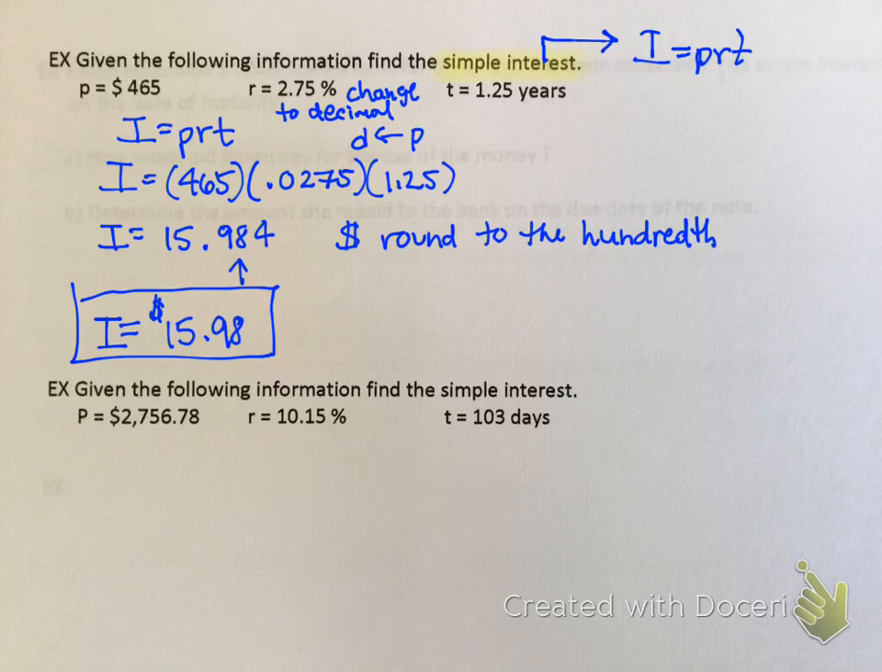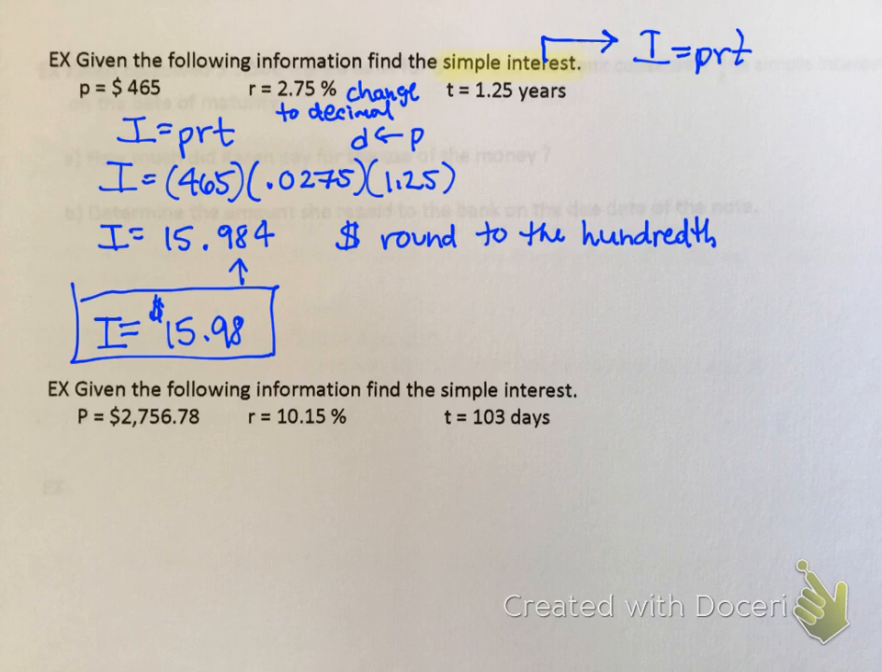So that's how much money this person made by putting $465 in the bank, if it's simple interest that is, at the rate of 2.75 for 1.25 years. All right, let's look at this next example. Given the following information, find the simple interest.